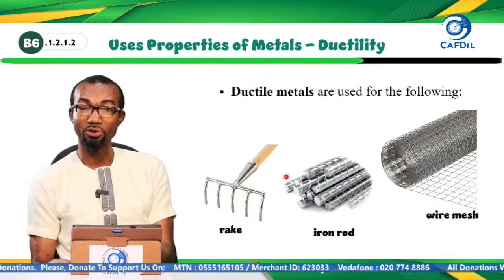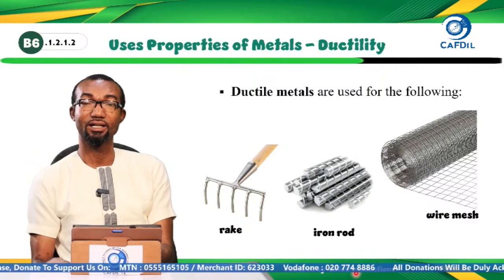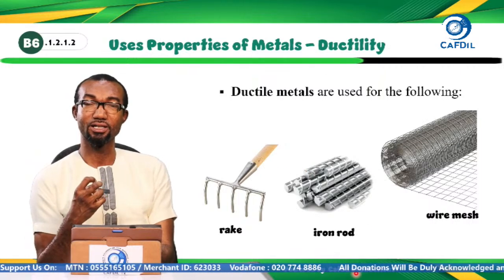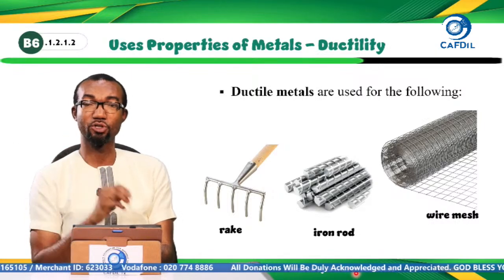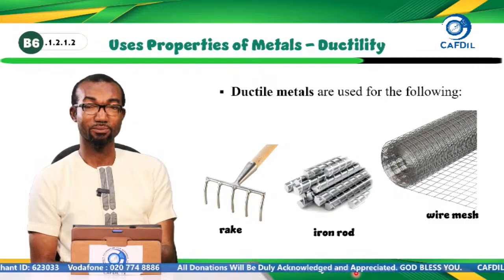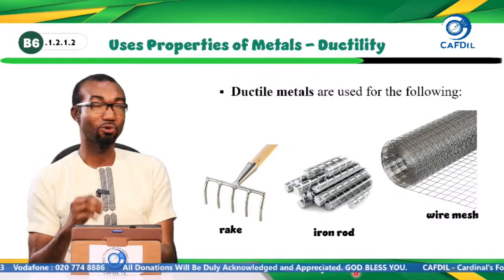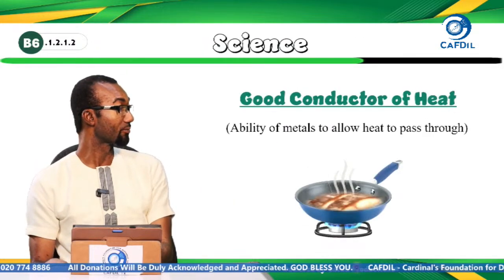We can get all these things. So you see that the property of metals helps us to determine what that metal can be used for. So it's very important to know these properties.